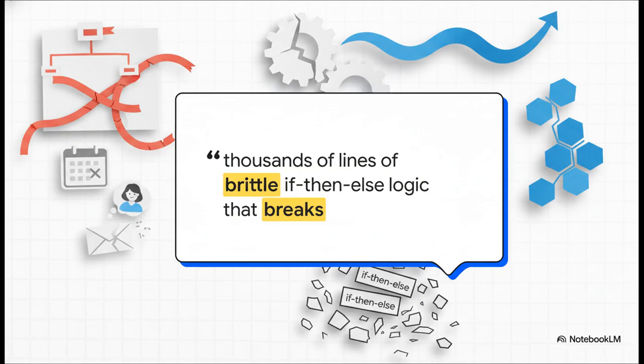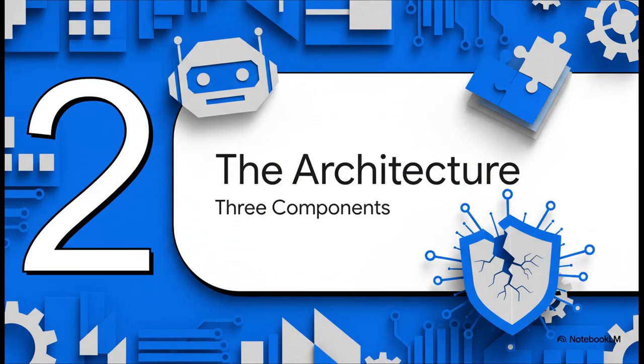We desperately need a better way to handle complexity, one that uses flexible, intelligent behavior instead of rigid, hard-coded rules. That brings us to Section 2, the three-component architecture, because we actually solve that brittle code nightmare using a brilliant, unified structural approach.